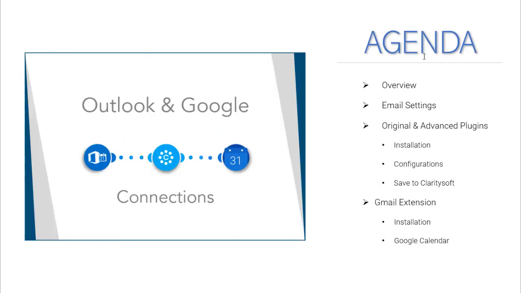So just a quick agenda. I want to give you a quick overview. Then we'll look at email settings. This is in Claritysoft. You set up your email settings so that you are able to send emails out of Claritysoft. It basically makes a connection to either your outbound Outlook or your outbound Gmail.